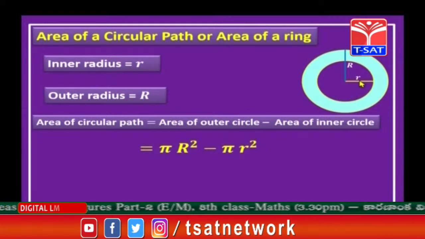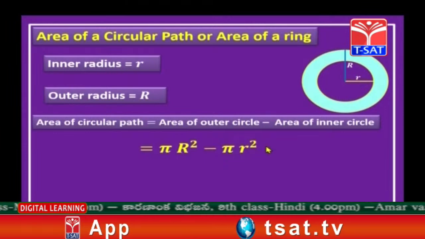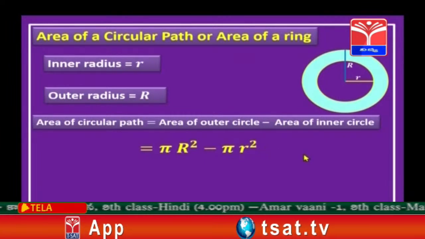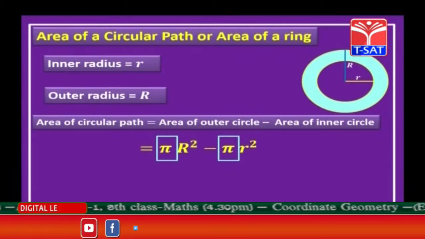What is the radius of the inner circle? Small r. So we are writing pi small r square. Children, do you find any common factor in these two? That's right. It is pi.